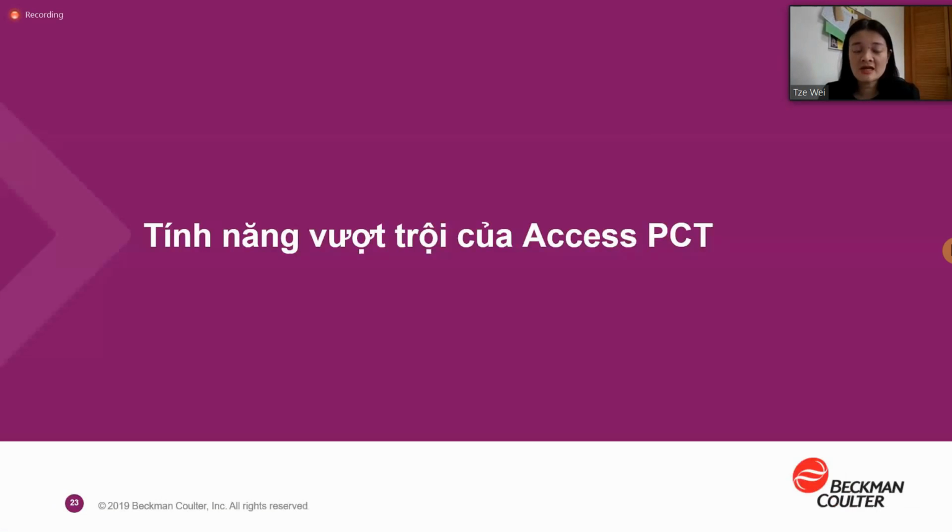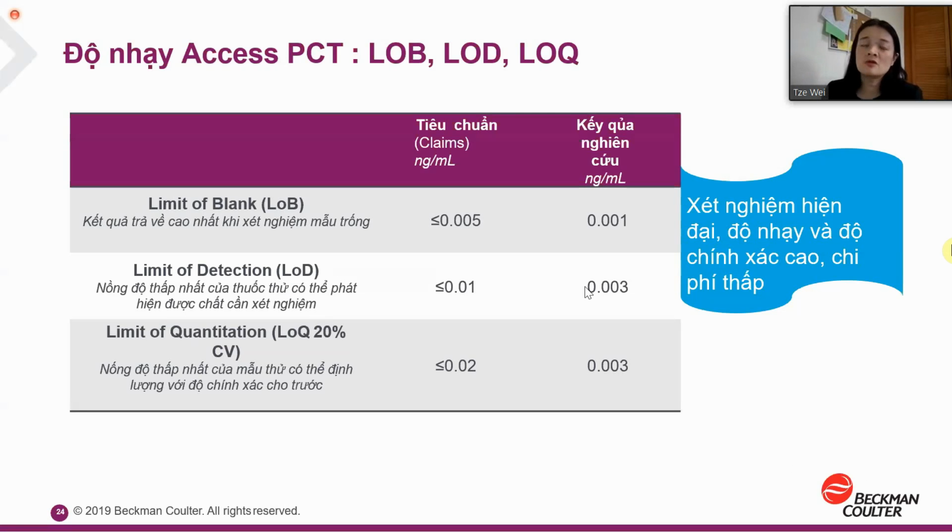So let's go into a quick look at the Access PCT performance. We have two columns here. We have the criteria or claims, which are indicated in our IFU, and we also have observed results based on real-life validations and evaluations at some of our early sites who have adopted our Access PCT assay.